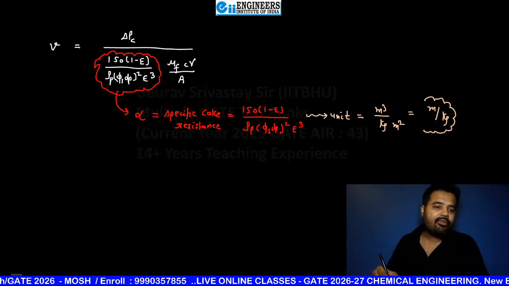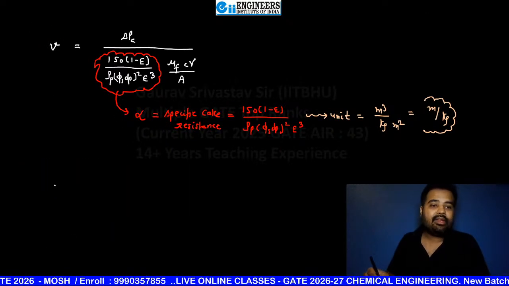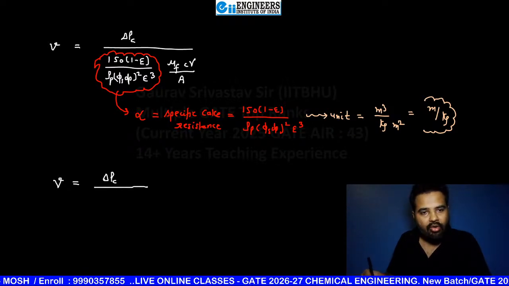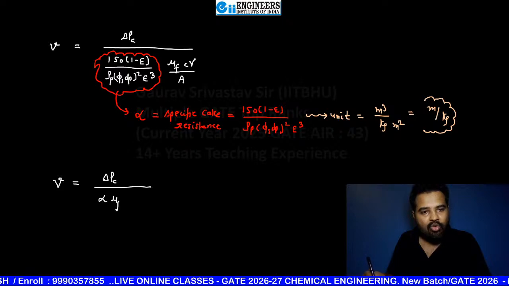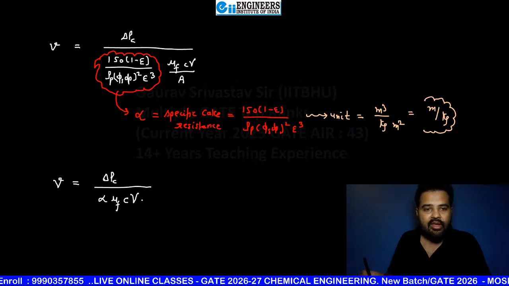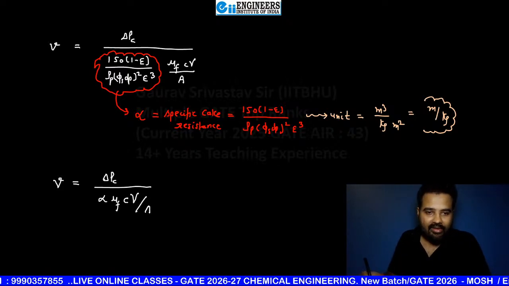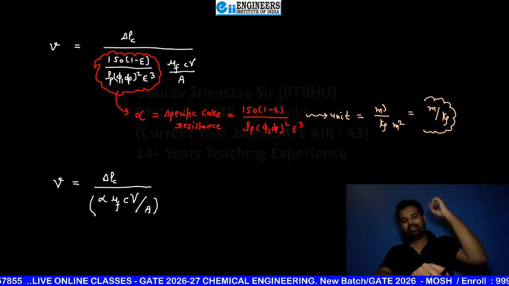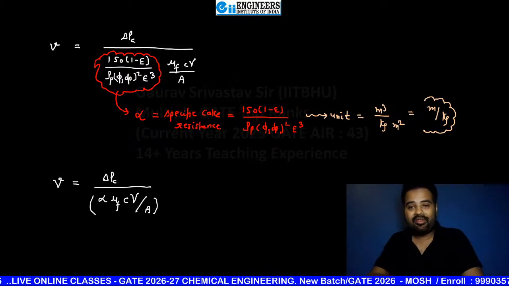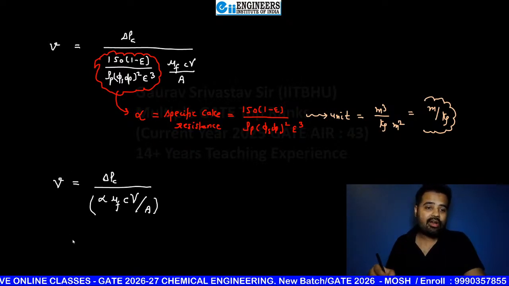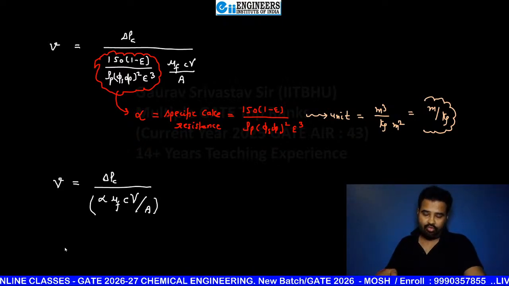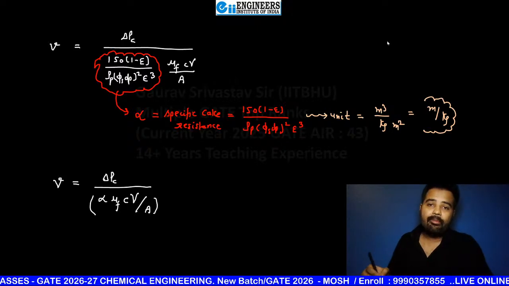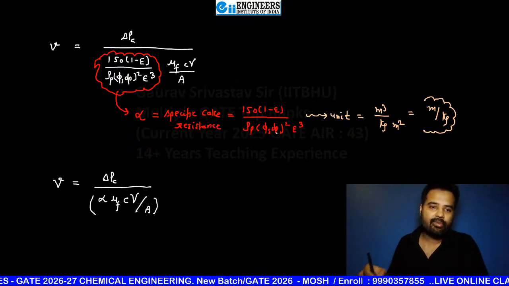So finally, the above equation again, if you want to write, then see, this equation can be written as delta Pc upon alpha mu Cv upon A. In this manner, I remembered alpha mu Cv upon A. You need to remember this, because in your examination you can't derive completely. So you must know the derivation, and this one equation you need to remember here.